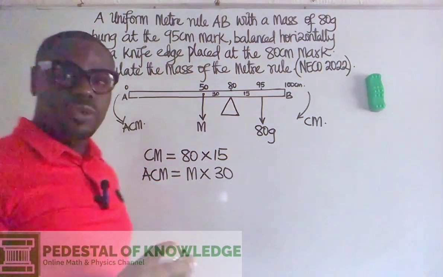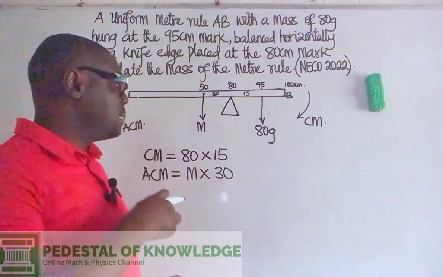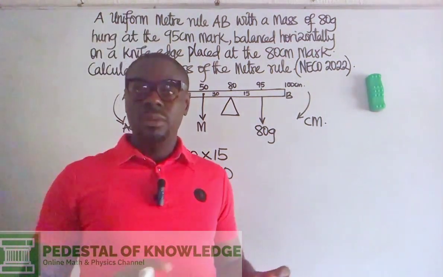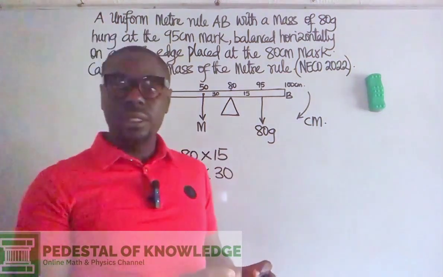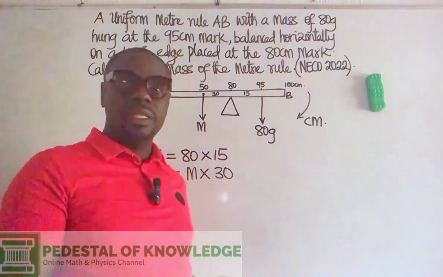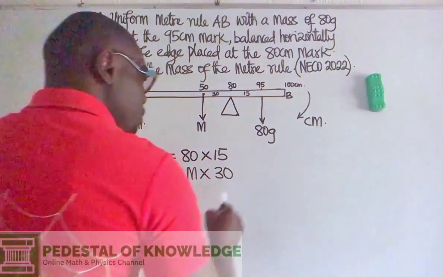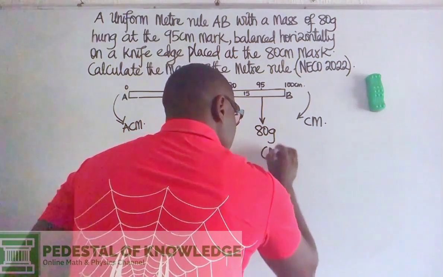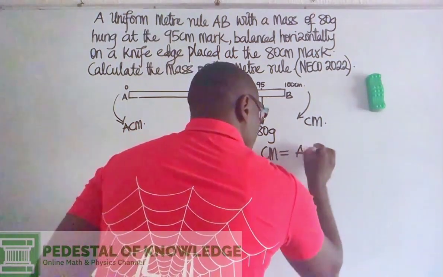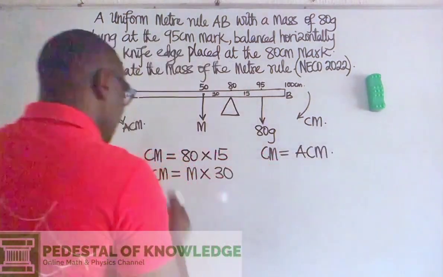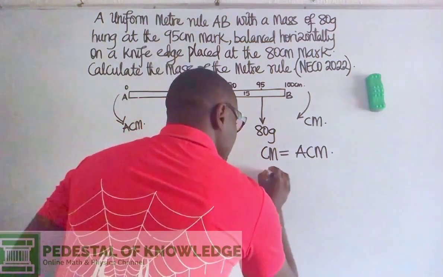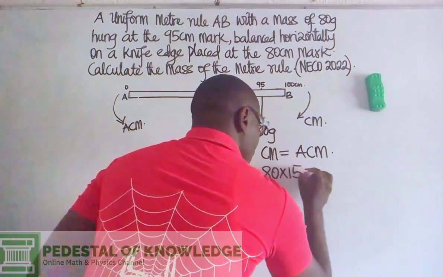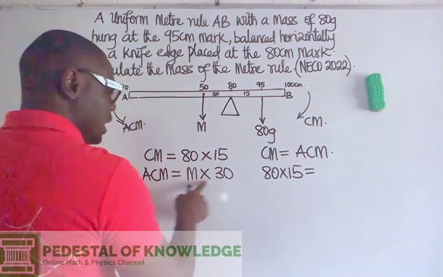All right, I hope you are getting what we are saying. Now, remember that the principle of moment says that for a body in equilibrium, the total clockwise moment must be equal to the total anti-clockwise moment. Now, if we apply the principle of moments, clockwise moments is equal to anti-clockwise moments. Now the clockwise moment is 80 times 15. So we have 80 times 15 is equal to, the anti-clockwise moment, m times 30.